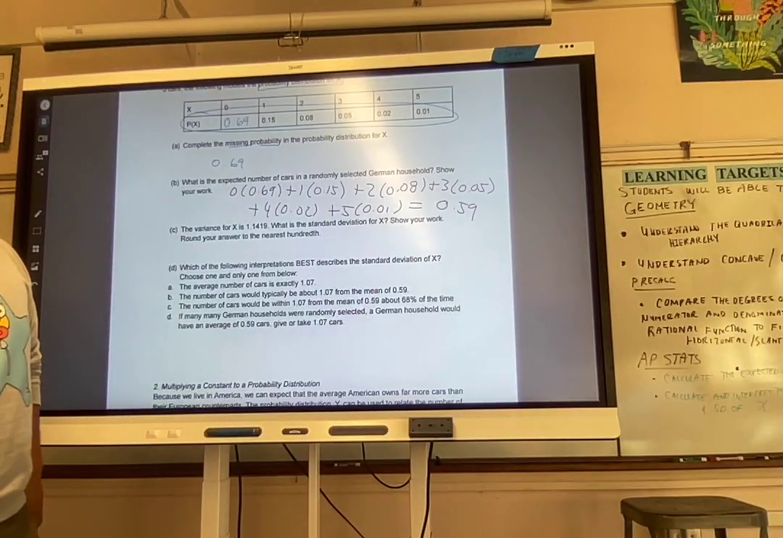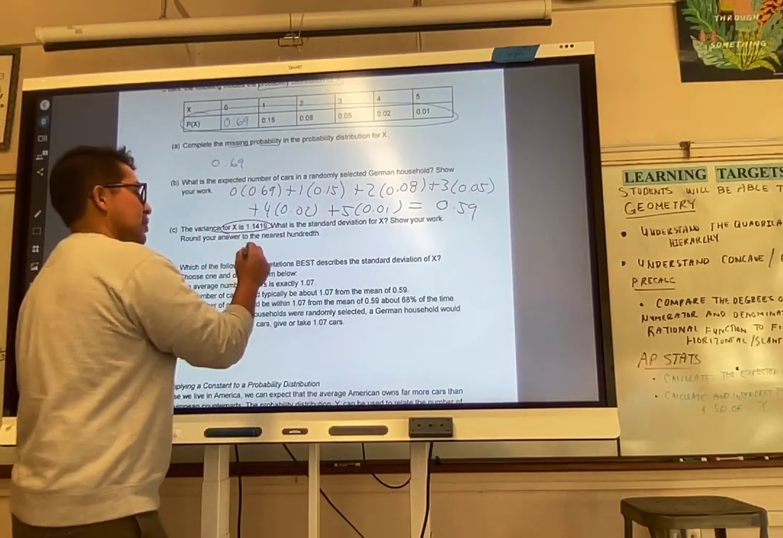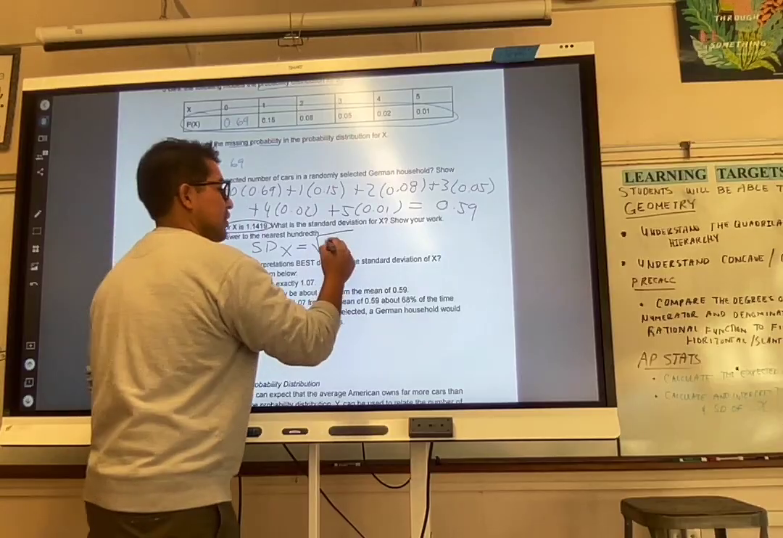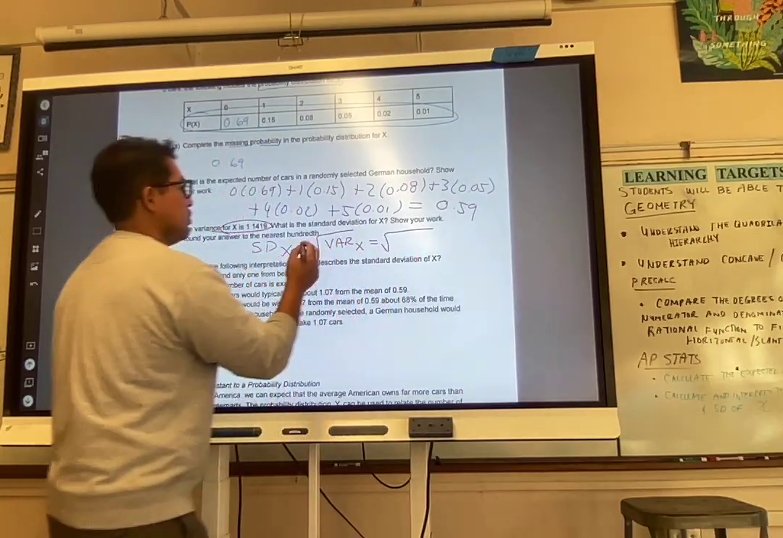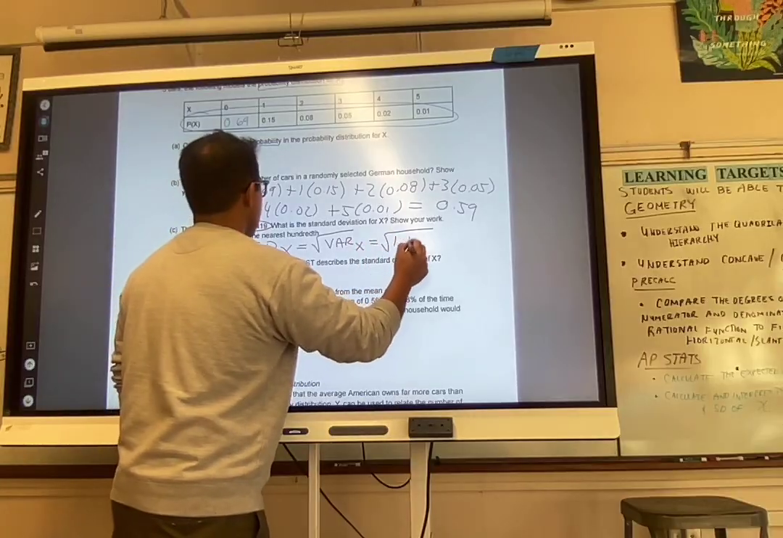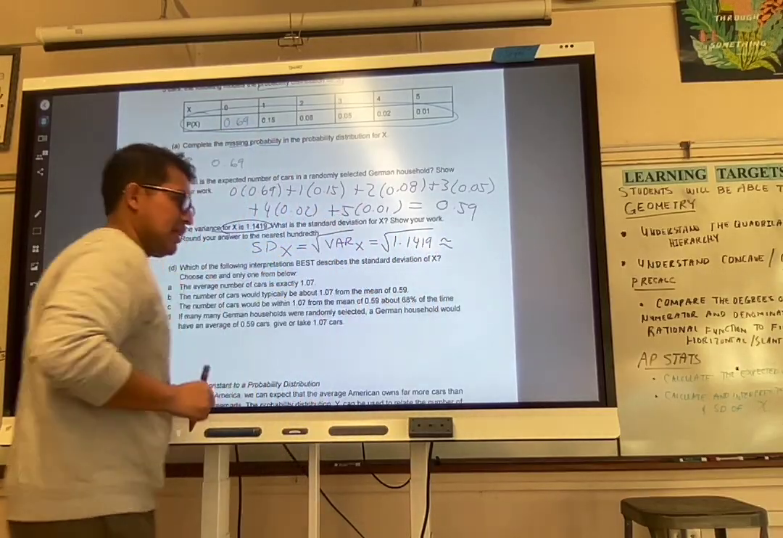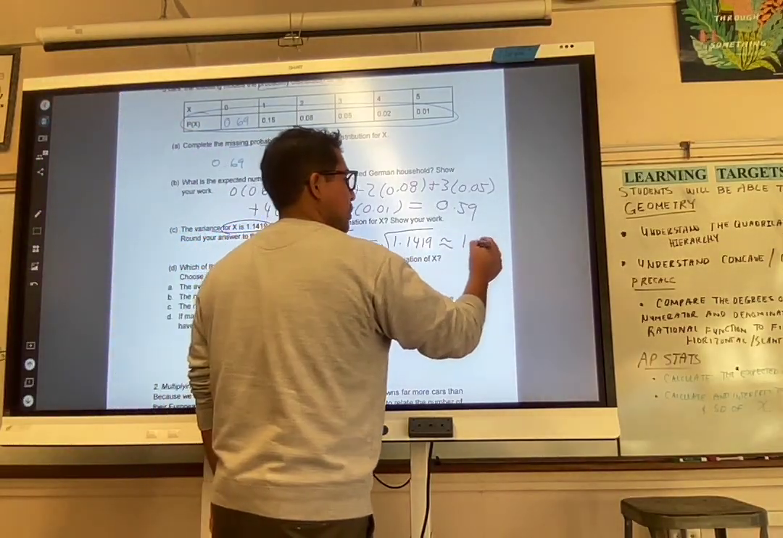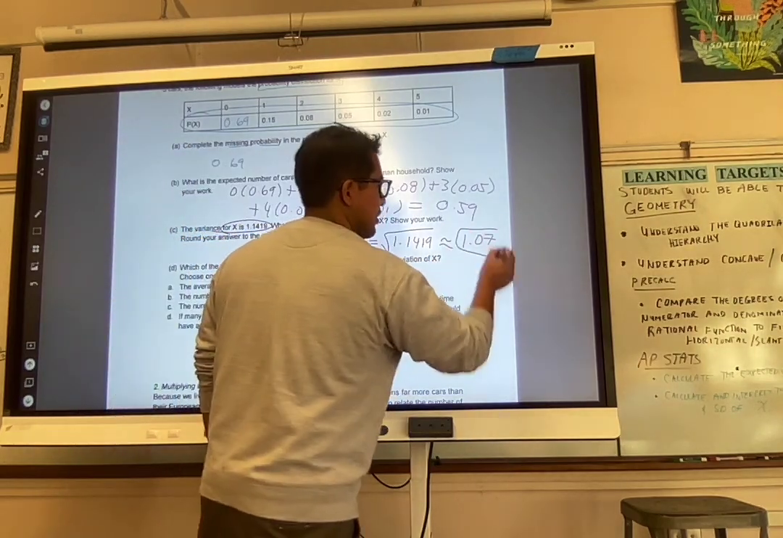Next part. The variance for big X is 1.1419. What's the standard deviation for big X? Show your work and round your answer to the nearest hundredth. If we know the variance is this number, remember the SD for a random variable big X is the square root of the variance for big X. So we simply put that into the calculator. What is the square root of 1.1419? I think you're supposed to get about 1.07, after you round to the nearest hundredth, so that's 2 decimal places.